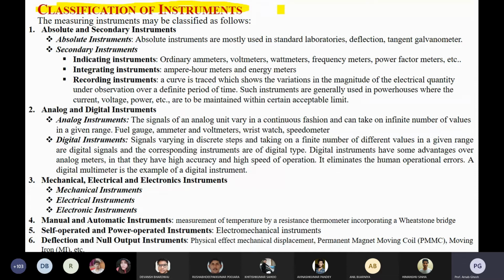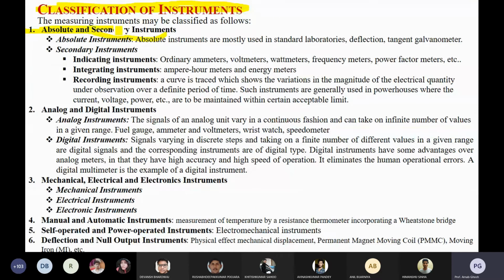Next one is analog and digital instruments. Third one is mechanical, electrical, and electronic instruments, which have some categories; I am coming to that. Next one is manual and automatic instruments. Fifth is self-operated or power-operated instruments, and finally deflection and null output instruments. So based on the application, you can categorize the instruments into different forms.